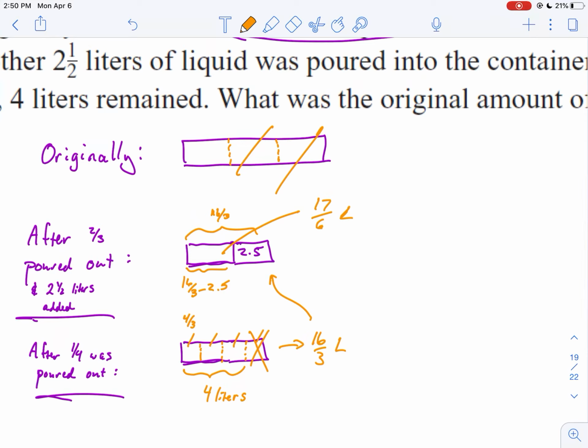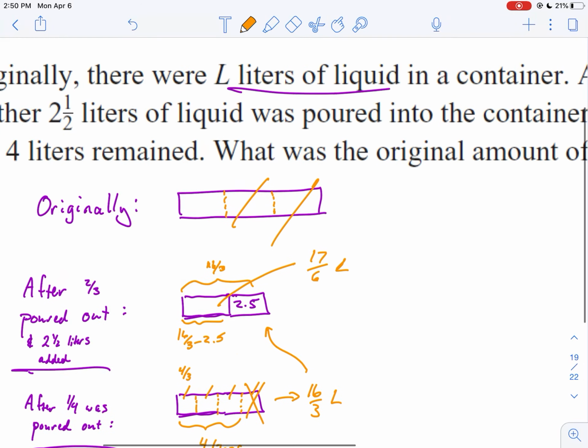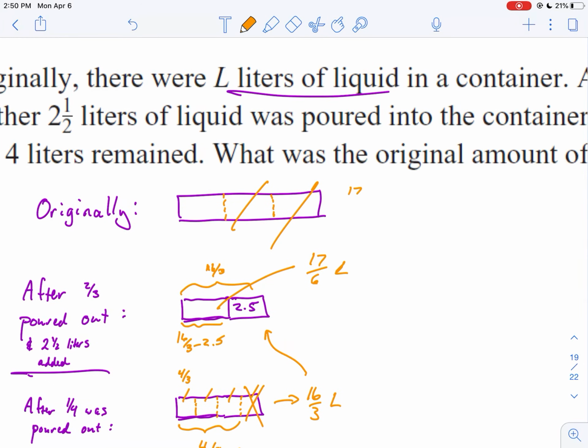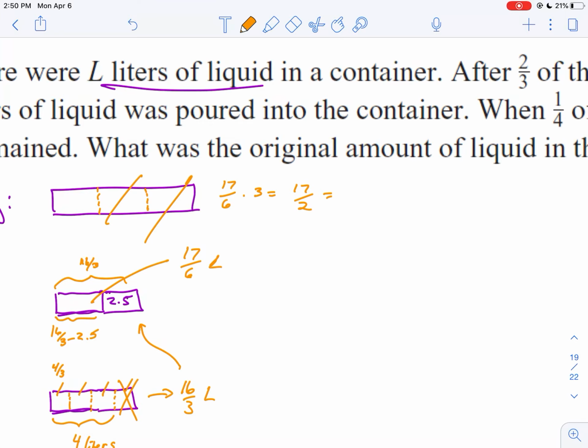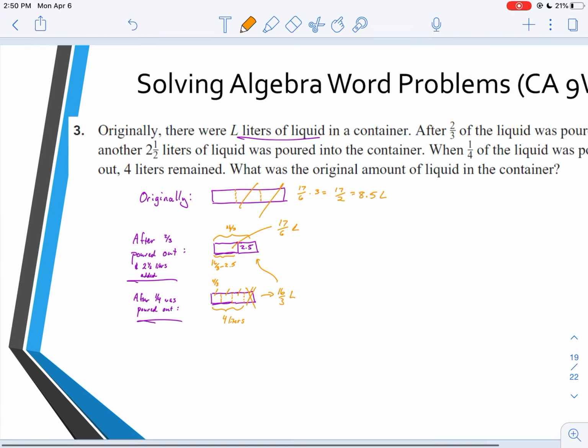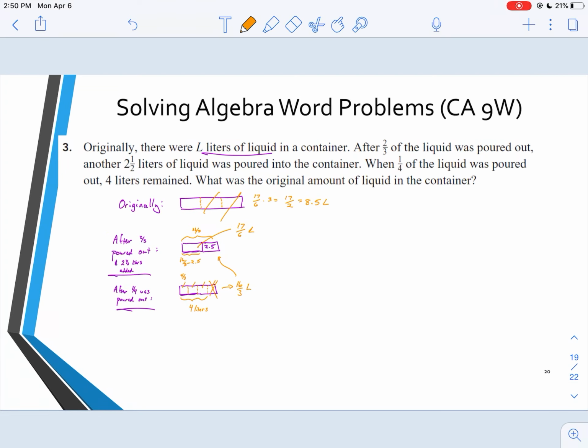And then I come up here and I have 3 of those. So 17/6 times 3 is going to give us 17/2, which is going to be 8.5 liters. So let's try this out and double check my work here.